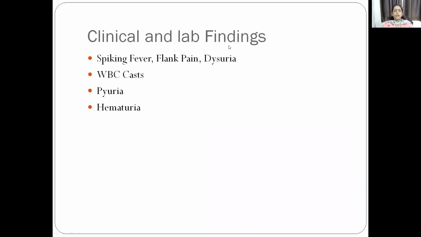Okay, so what are the clinical and lab findings? Fever, because of infection, obviously. There is pain, dysuria. Whenever you are voiding, there can be pain. WBC count is raised, obviously, because there is inflammation. Pyuria, pus in the urine, and hematuria, blood, RBC or hemoglobin in the urine.